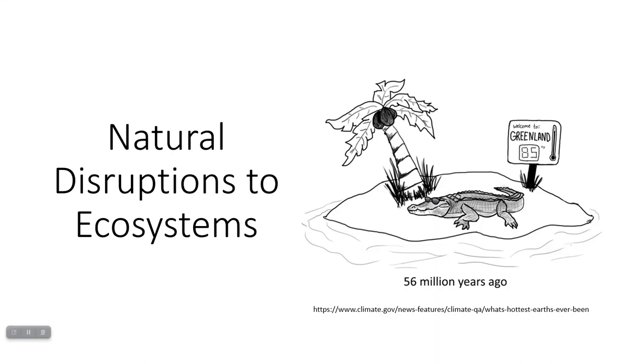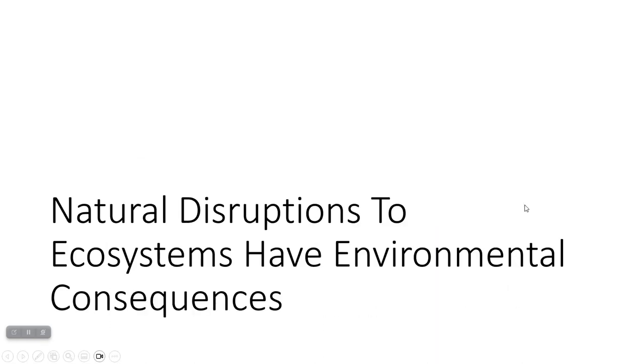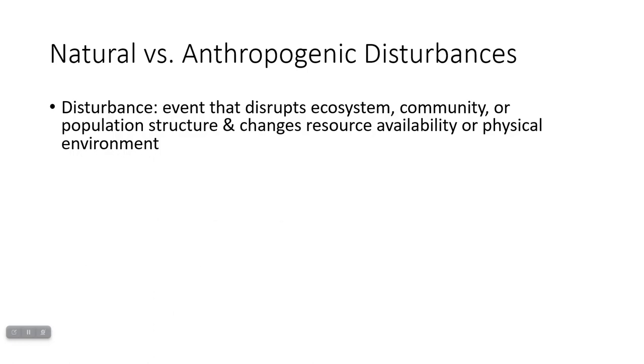Welcome. So, for this lesson, we're going to talk about natural disruptions to ecosystems. Natural disruptions to ecosystems, just like those that are man made, can have environmental consequences. And part of environmental science is not only studying how we affect ecosystems and how we affect organisms in their environments, it's also studying how natural processes do so. So, let's get into some more detail.